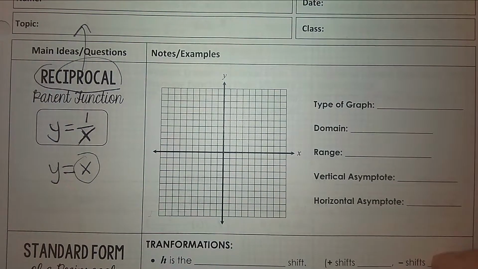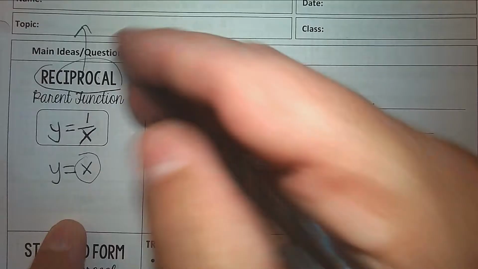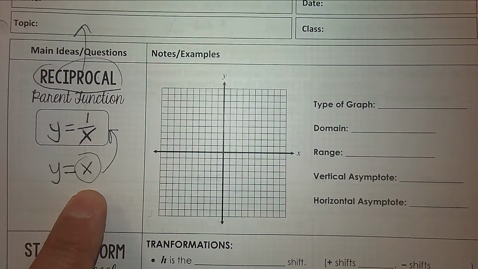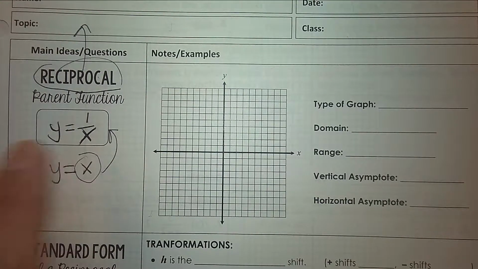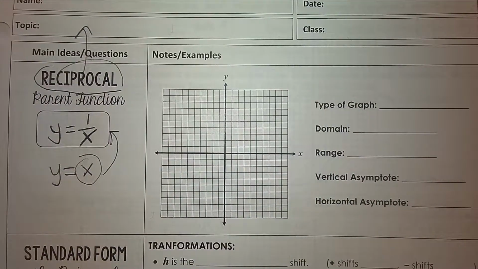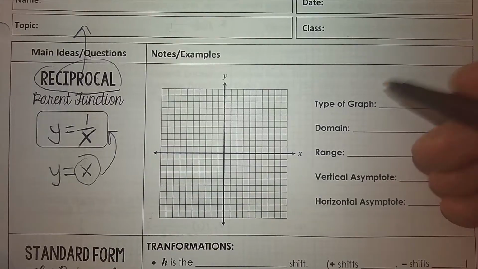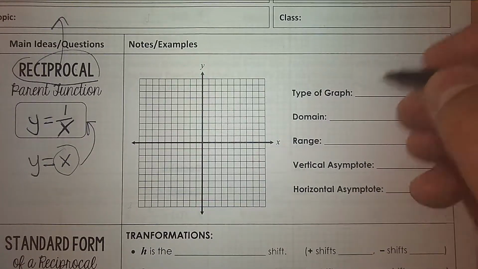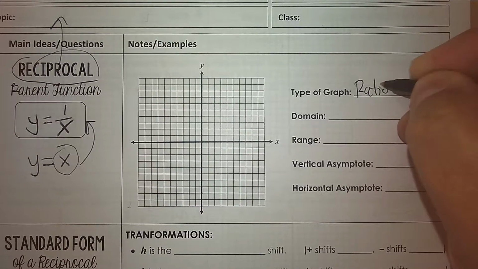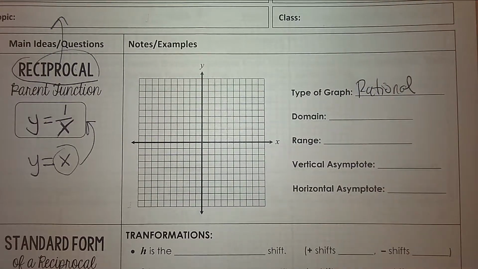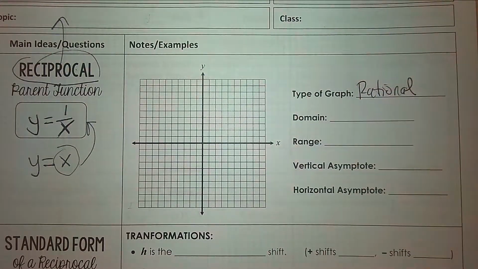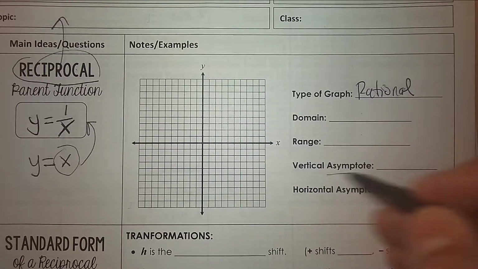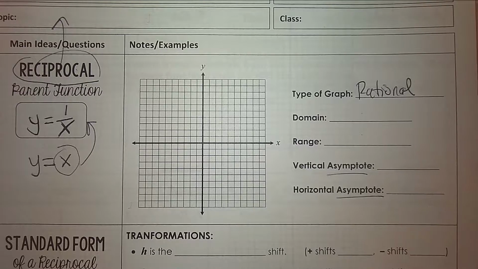So, when we're saying reciprocal, do you know where that comes from when we say that word? The reciprocal of x is 1 over x, and that is what we're going to graph today. So, let's fill this in and let's do the graph together. This type of graph is a type of rational. It's a special rational. Now the domain, range, and asymptotes we'll talk about as we do the graph.